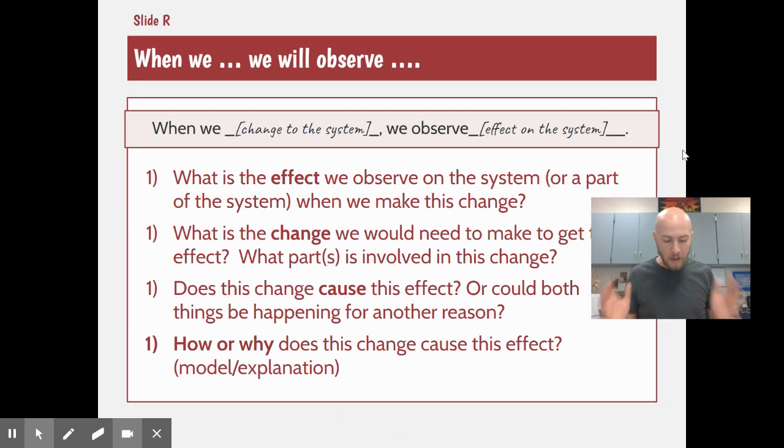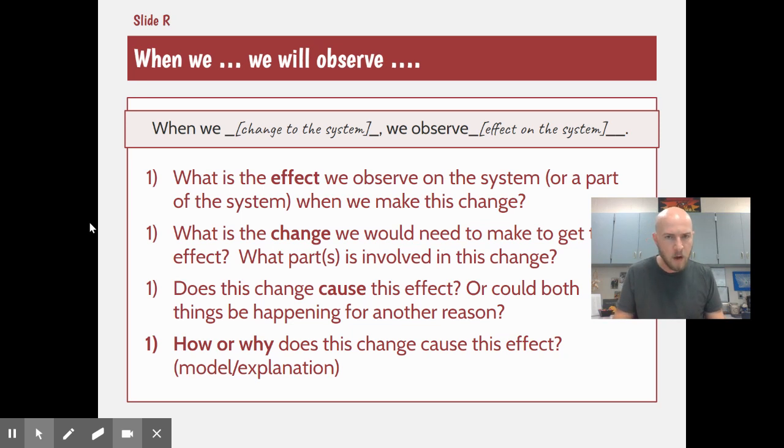Okay, so there are a lot of ways that we can ask questions about cause and effect relationships in systems. We could ask a question about our effect. We could ask a question about the change we need to make to get the effect. We could also ask a how or a why question about a cause and effect relationship we're pretty sure about. Now, I'm curious, can we take these statements that I have right here, or the ones that you wrote down in your notebook, and explain why the change you made to the system causes the effect? Can any of us do that?